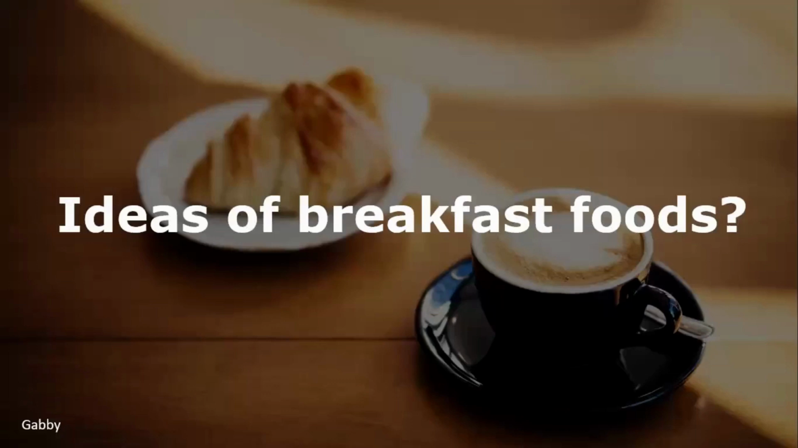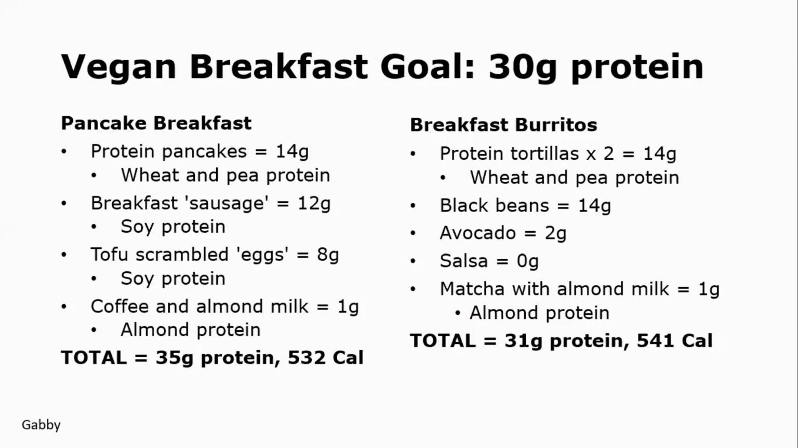Does anyone have any ideas of breakfast foods that you would want to include in your vegan breakfast? Definitely cannot be bacon or eggs for that matter. Let's see what we can add. I've created 2 breakfasts for you guys. I think some people are savory breakfast people and some are sweet, so I included both. First, you can have a pancake breakfast with protein pancakes, breakfast sausage, which is soy sausage, tofu scrambled eggs, and coffee with almond milk.